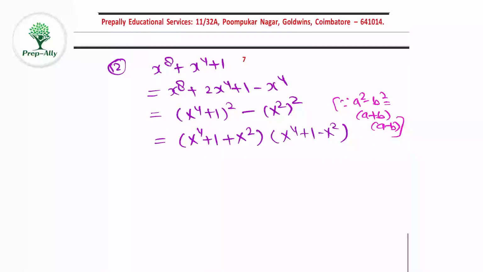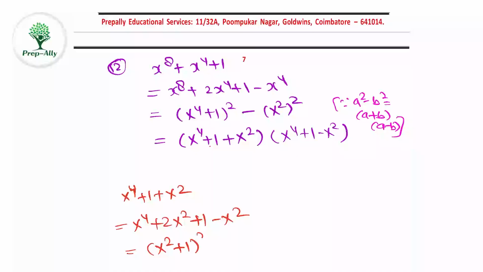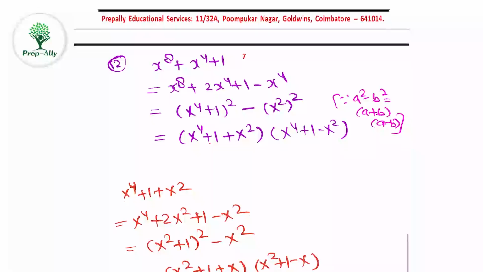Now again, by taking this term x raised to power 4, I just write below it x raised to power 4 plus 1 plus x square. This again we can write as x raised to power 4 plus 2x square plus 1 minus x square. So here we can write x square plus 1 whole square minus x square. So this we can write x square plus 1 plus x, x square plus 1 minus x.